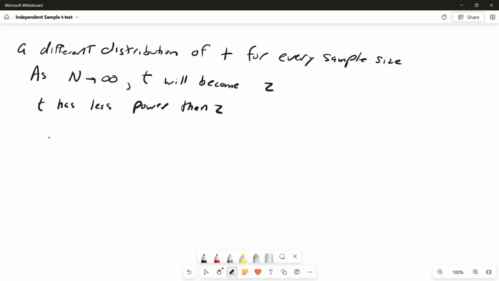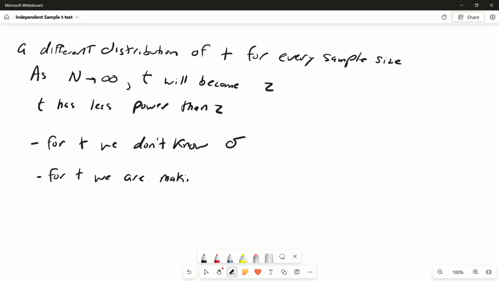The other issue with t is the estimation of the population standard deviation. For t, we do not know sigma, the population standard deviation. So it's very important. Also, for t, we are making one comparison only.